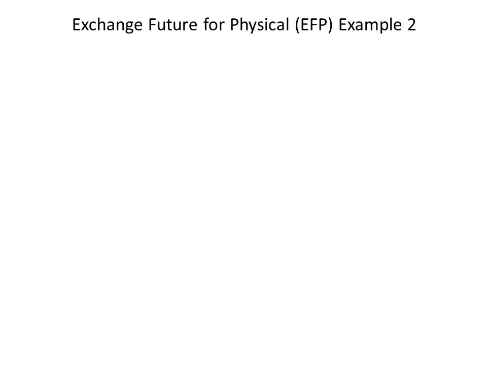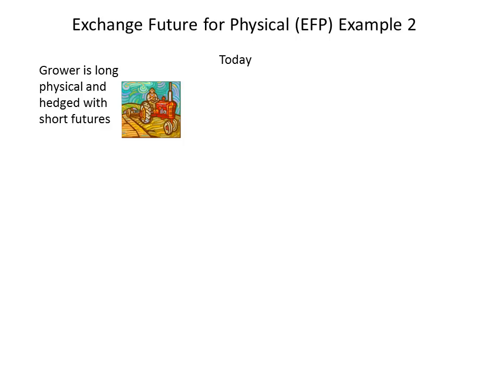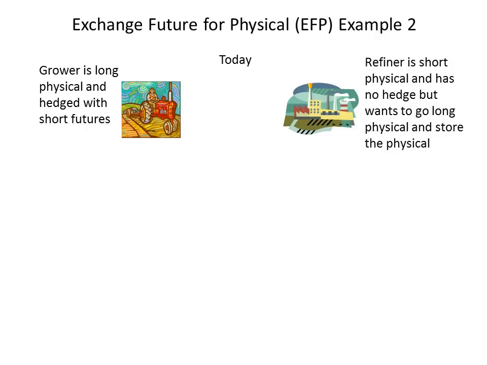There are other examples of exchange future for physical, and we're going to look at another one here. Suppose, as before, the grower is long of the physical and hedged with a short futures position today. Only this time, the refiner or the roaster or the miller or the manufacturer is short of the physical but does not have a hedge in place at the moment.